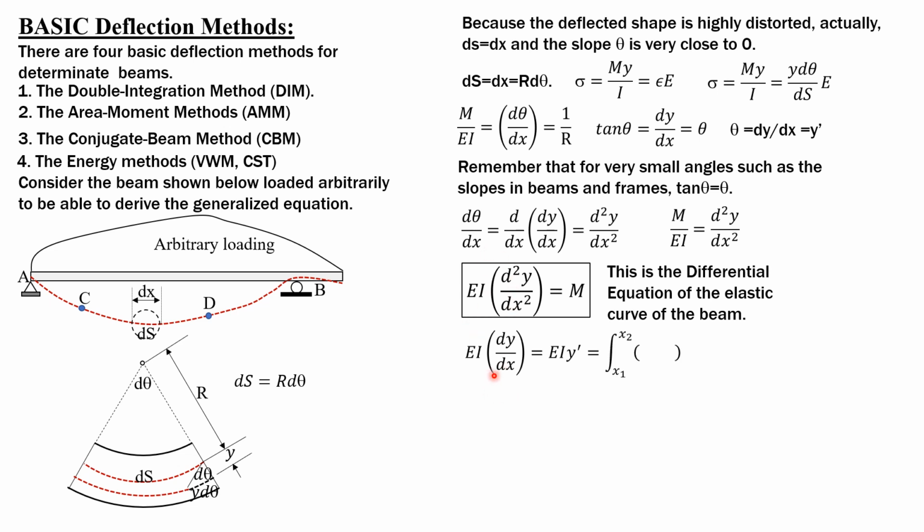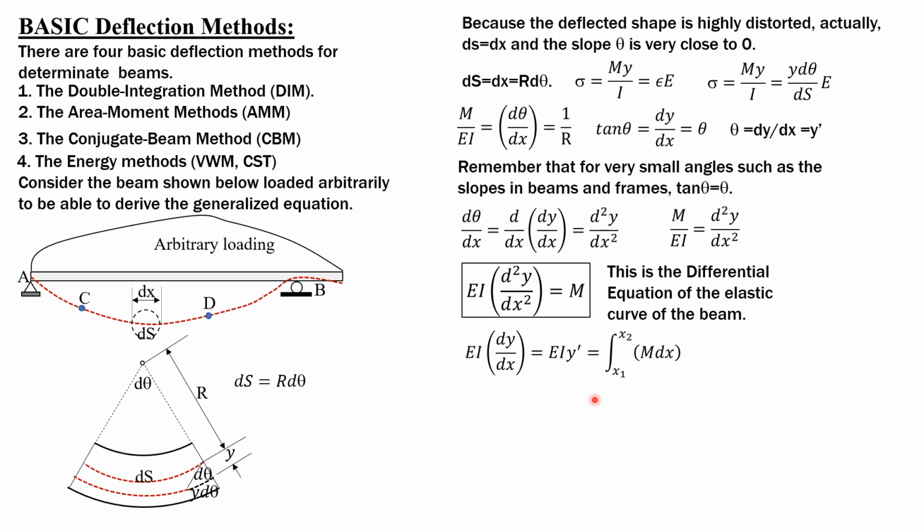Integrating once, so we have EI dy dx equals EI y prime equals integral of M dx. So after we integrate this expression, or we break this into dy dx, then this is M dx, and integrate. So EI dy dx, which is EI y prime, equals the integral from x1 to x2. So any point, it may be that is from C to D. x1 would be distance from A to C, then x2 will be A to D.